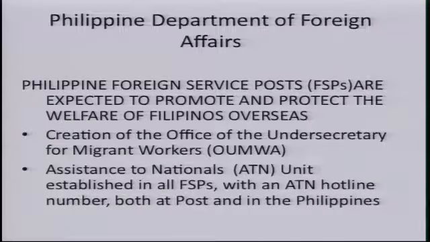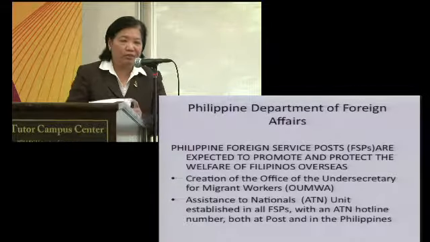We have in our office the creation of the Office of the Undersecretary for Migrant Workers. It is an office with the rank of a vice minister and reports also directly to the Office of the President. And we have a unit, it's called the Assistance to Nationals Unit, or the ATN unit, established in all foreign service posts, whether in Asia, Africa, America, or Latin American countries, with a direct ATN hotline number. It's 24/7, where any Filipino in distress can call us up. So if you look at the websites of most of our Philippine Foreign Service posts, the first number that you will see there is what we call an ATN hotline, because our government does recognize that we have many Filipinos around the world.